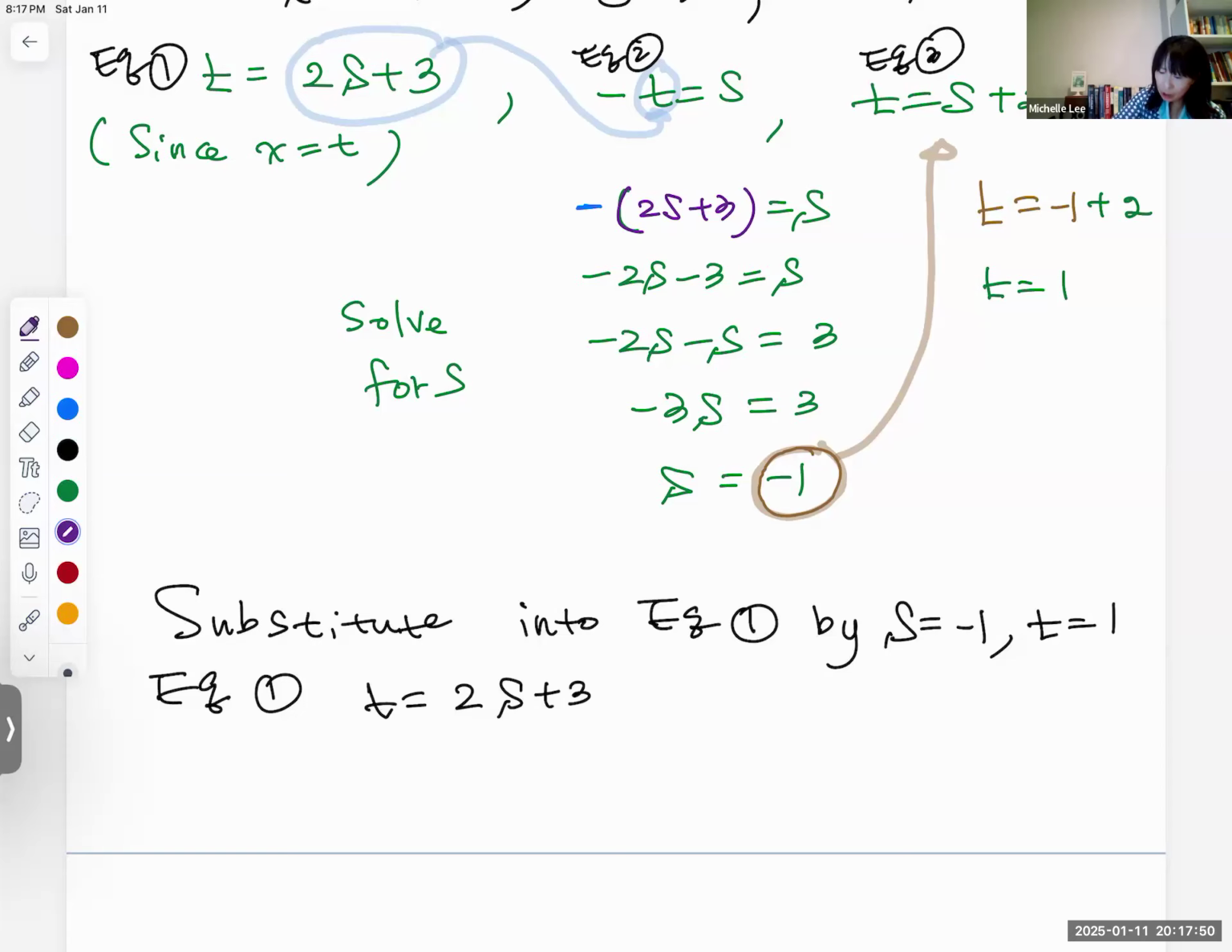Is it 1 equal to 2s, which is -1, plus 3? Is it true? Yes. Good job. 1 equal to 1, right? So 1 equal to 1. So it's a true statement.